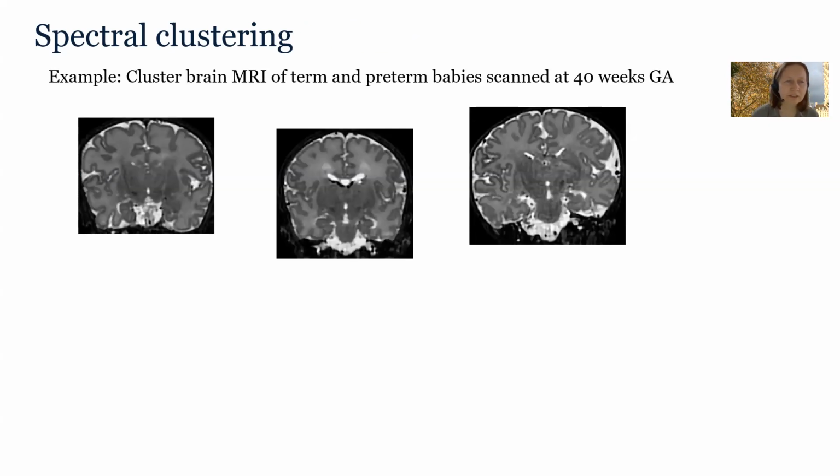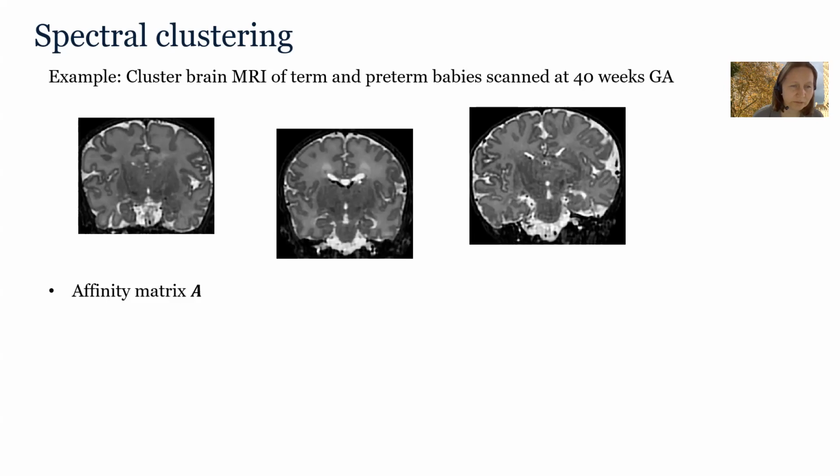So finally, let's have a look at an example where we need to pre-compute the affinity matrix because Euclidean distances don't exist. So a question that we ask: can we cluster directly brain MRI of term and preterm babies at the term equivalent age? So how would we go about that?